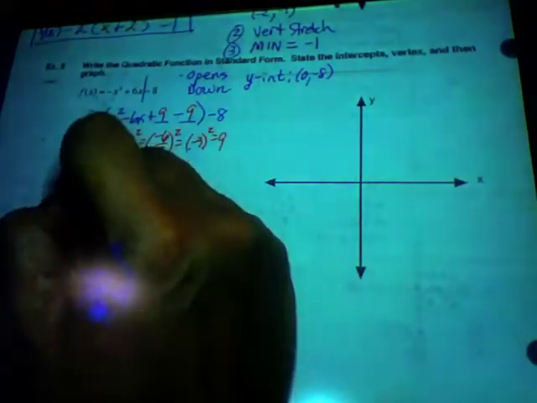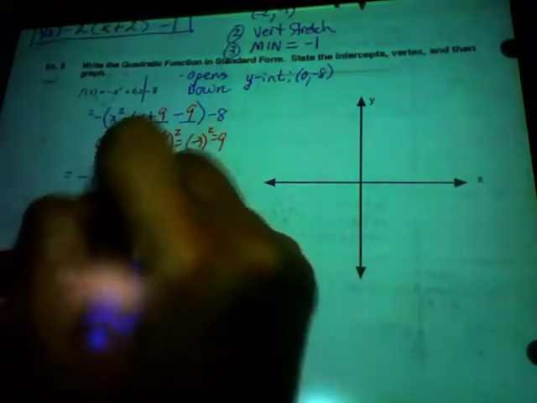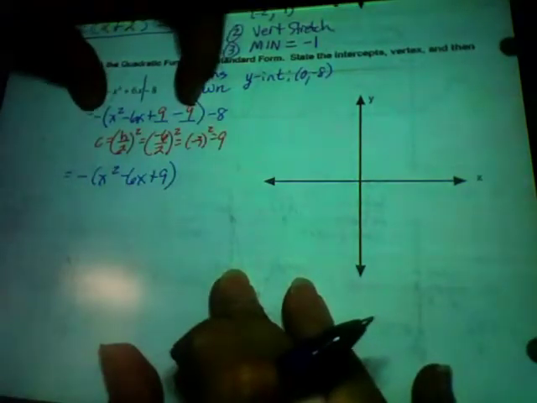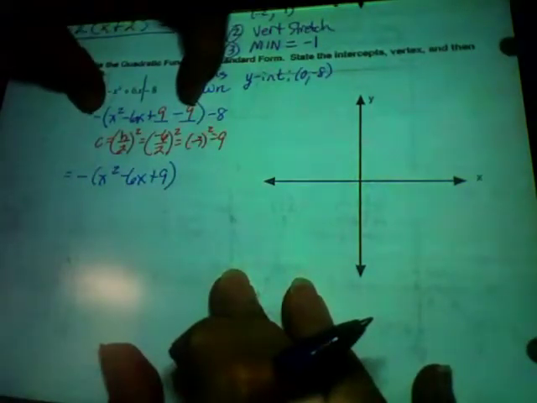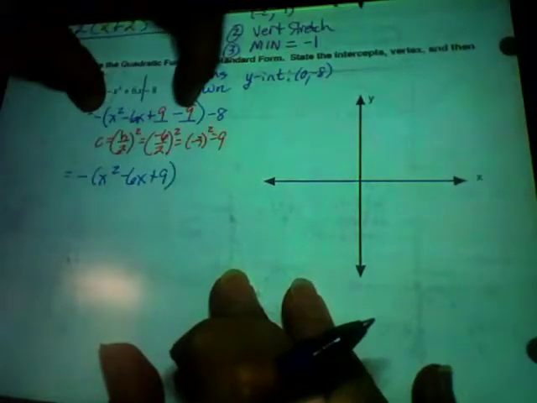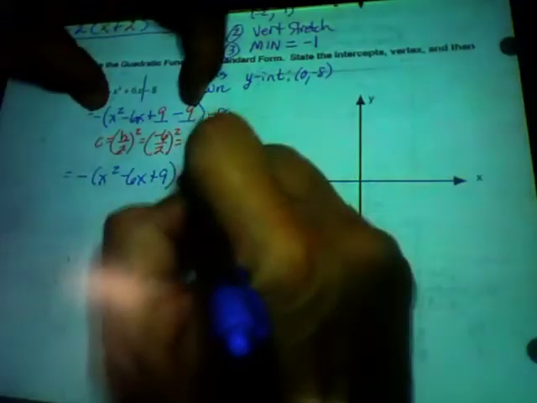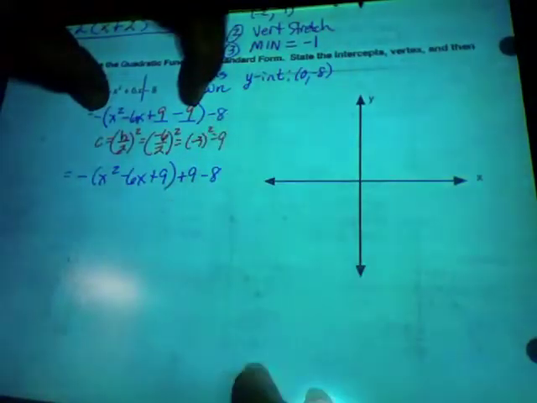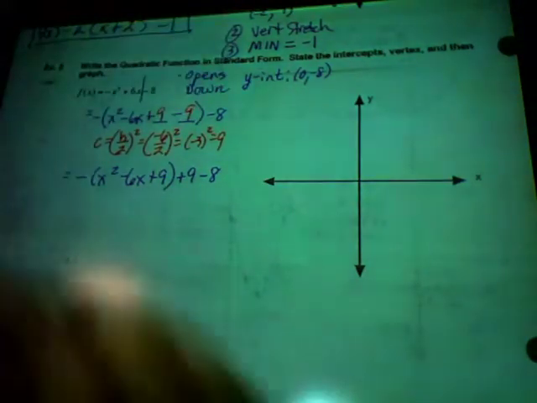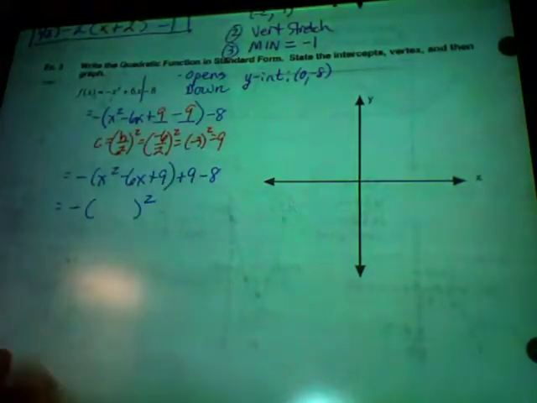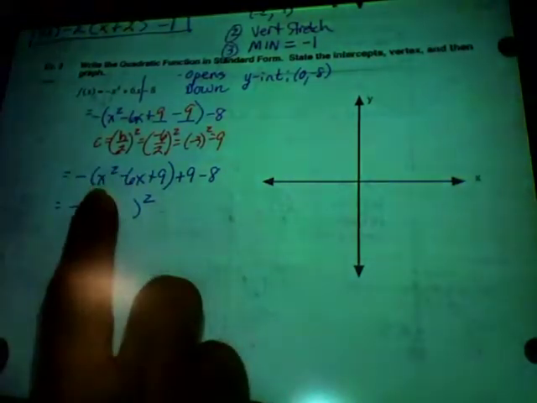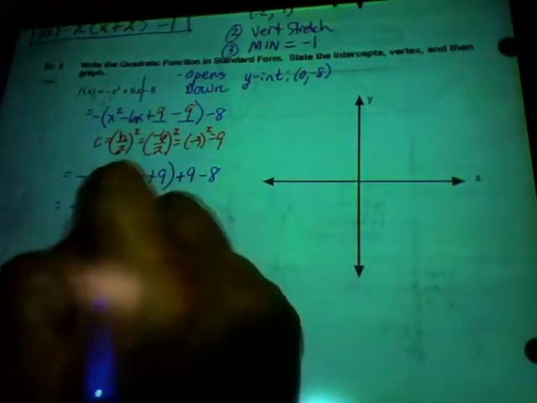So I have a negative x squared minus 6x plus 9 in parentheses. How do I make this go away? What's -9 times a negative? So it becomes a positive 9 minus 8. So keep going. Negative. This should be a perfect square trinomial now, squared. So the square root of x squared is what? X.